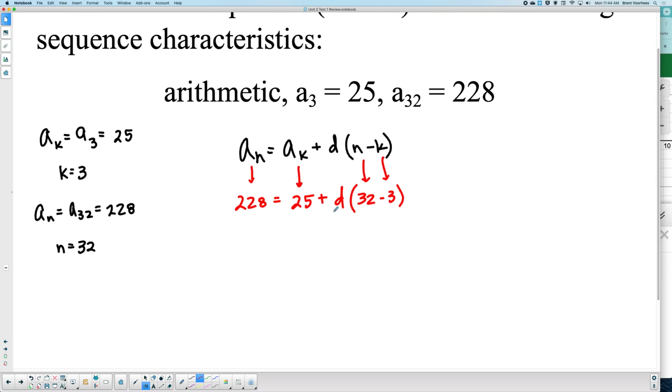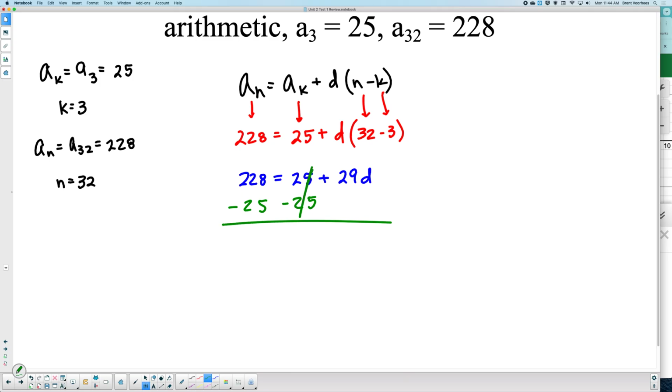We're solving for our common difference here. I'm going to follow PEMDAS, parentheses first. What is 32 minus 3? So 228 would equal 25 plus, you said that's 29, I'm going to rewrite this as 29D. How would you solve from there? Subtract 25 from both sides? So when I subtract 25 from both sides, 228 minus 25 is 203. So 203 would equal 29D.